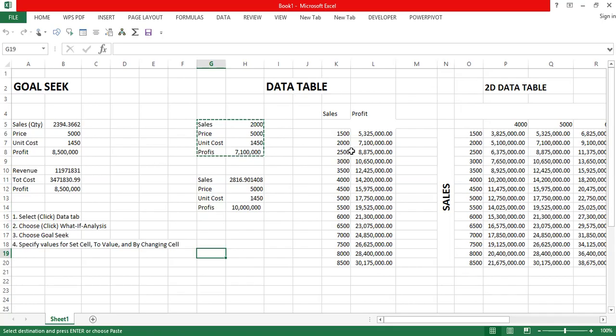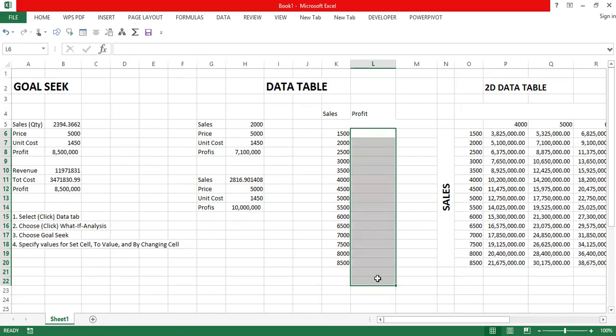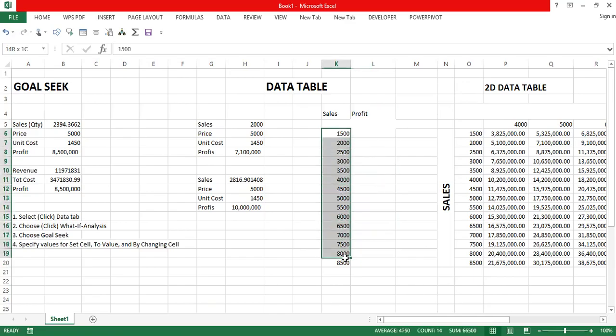Let me delete all this so that I use it. So basically what you do, just type your sales and profit, because in this case, we want to see the profit that can be made based on different sales levels. That's what we want to compute now. How do we do that?